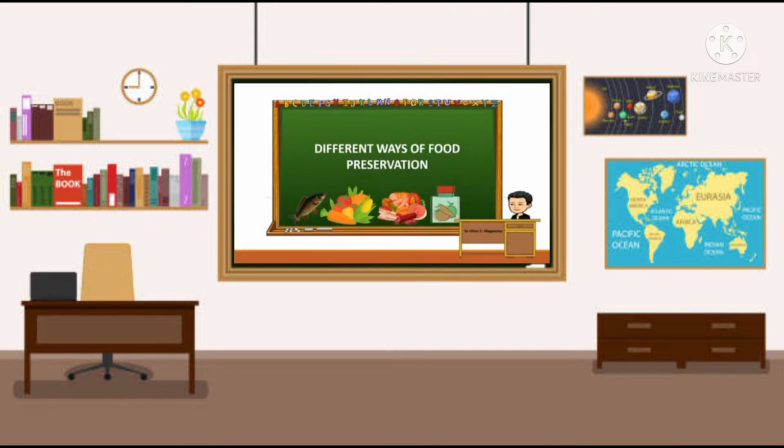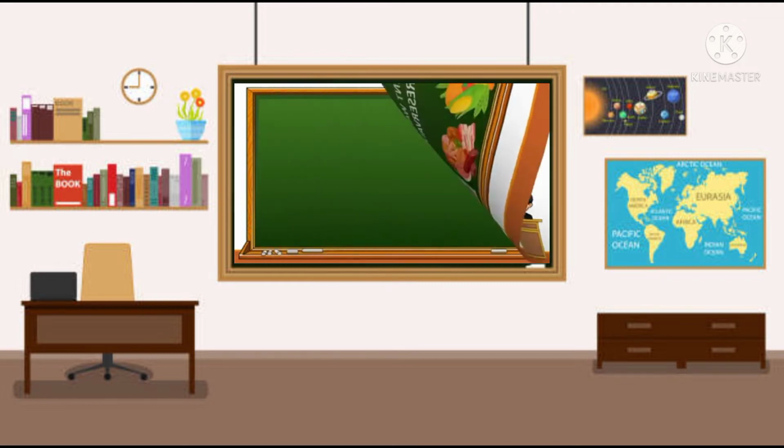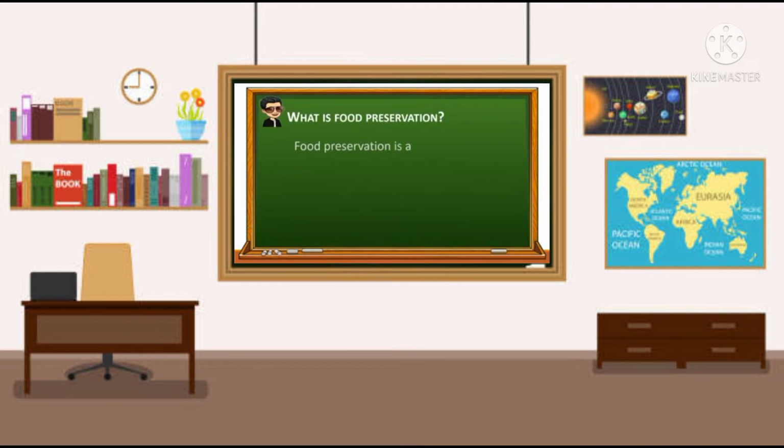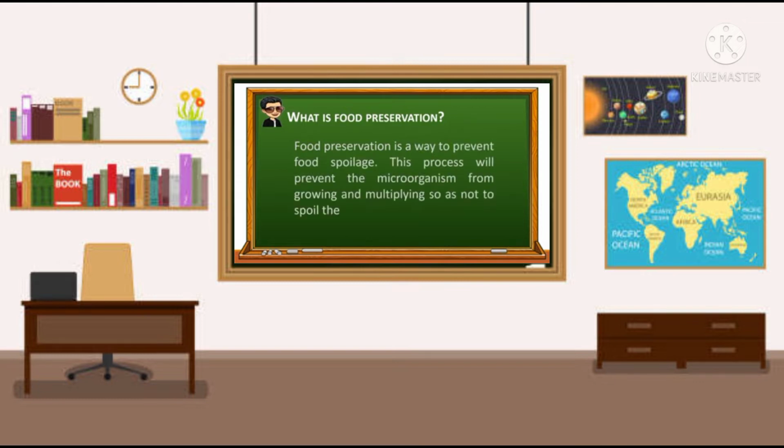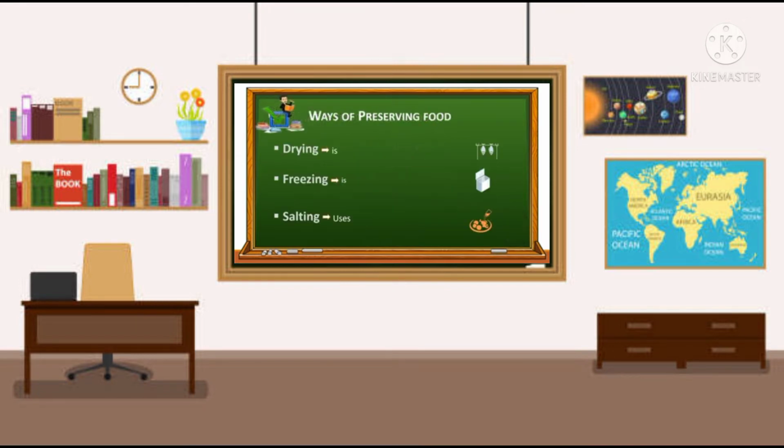Hi. Hello everyone. With the help of my AI, I will be discussing the different ways of food preservation. What is food preservation? Food preservation is a way to prevent food spoilage. This process will prevent the microorganisms from growing and multiplying so as not to spoil food. There are several ways of preserving food, and these are drying, freezing and salting. Drying is the oldest method of preserving food.